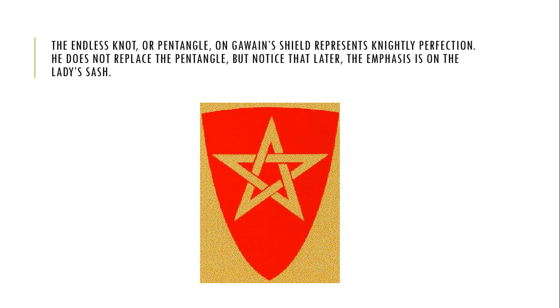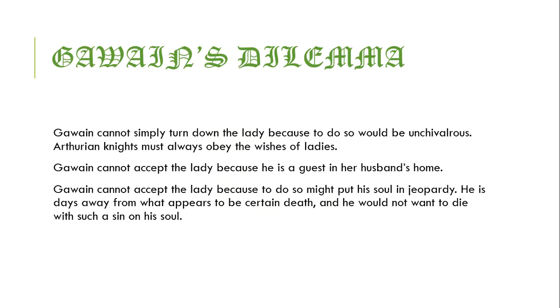So that's really important. And Gawain's a religious knight, so there's a hint to what's on the other side of the shield. If it were Lancelot, it'd probably be a picture of Guinevere. Okay, so here's the problem for Gawain.